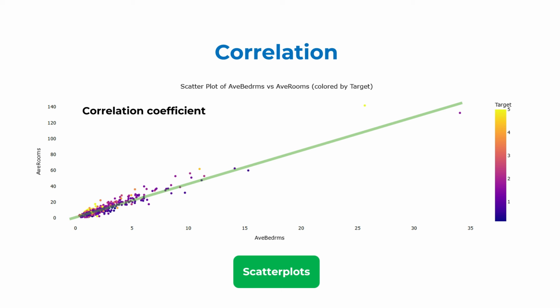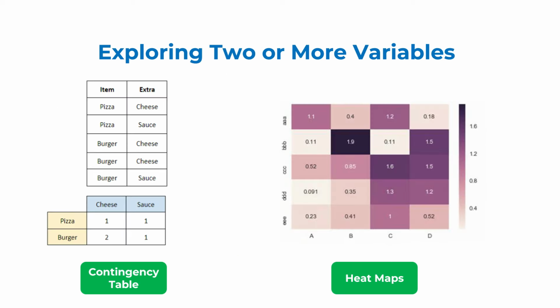Its values vary from -1 to +1, where -1 indicates negative correlation and +1 indicates positive correlation. A correlation coefficient of 0 indicates no correlation between the two variables. One thing to note here is that, like the mean and standard deviation, the correlation coefficient is also sensitive to outliers in the data. There are additional plots that we can use to explore two or more variables.